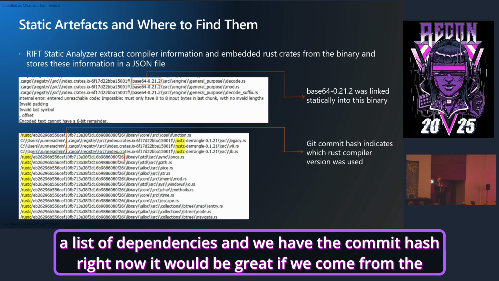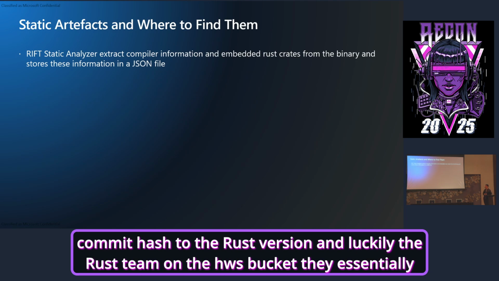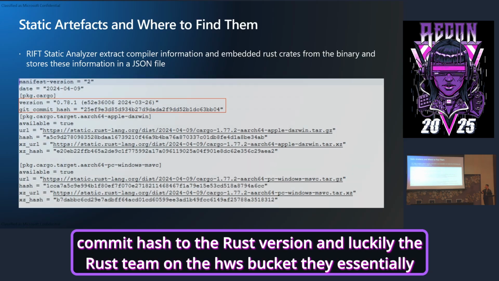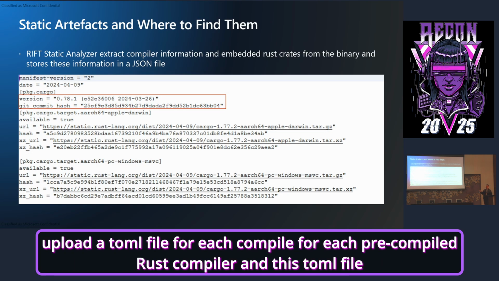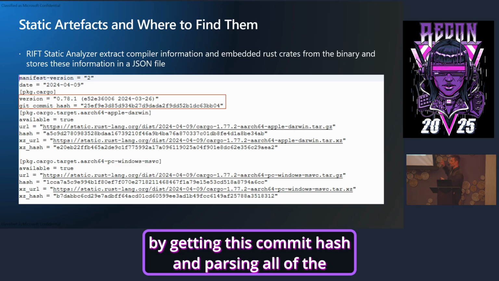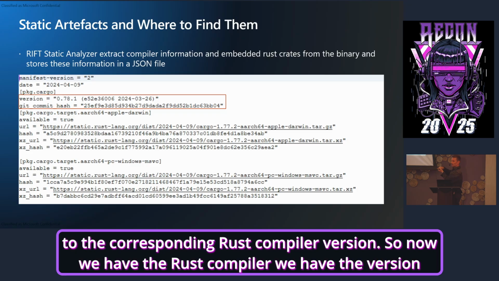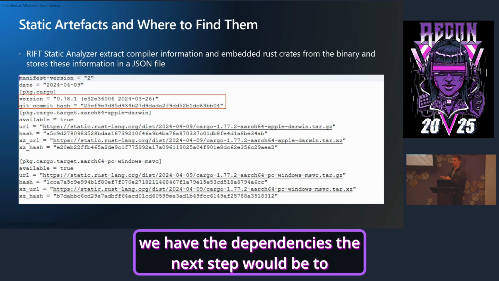Now, it would be great if we could go from the commit hash to the Rust version, and luckily the Rust team uploads a TOML file on the AWS bucket for each precompiled Rust compiler. This TOML file also contains the version of the Rust compiler. So by parsing the whole AWS bucket and pulling all of those TOML files, you can build a database that maps from git commit hash to the corresponding Rust compiler version. So now we have the Rust compiler, the version, and the dependencies.